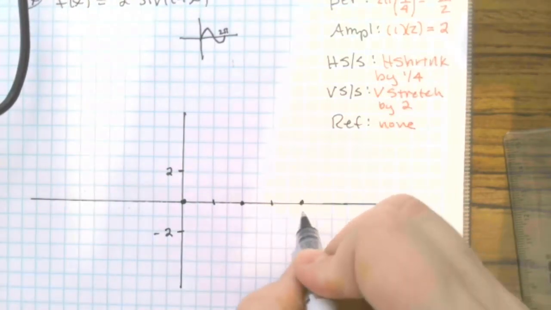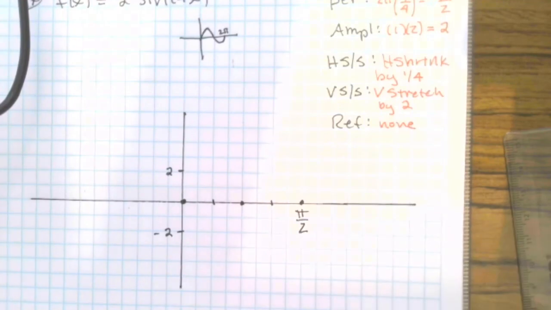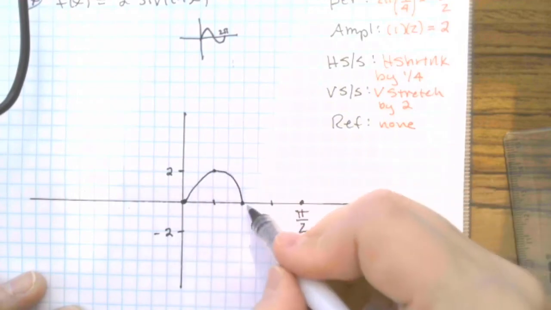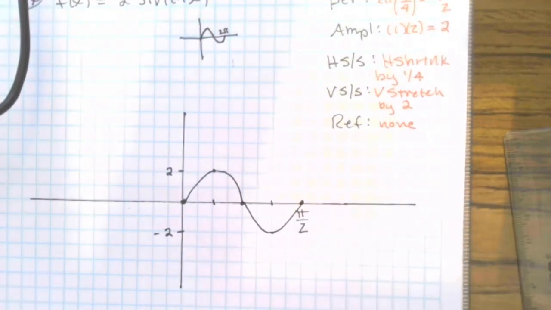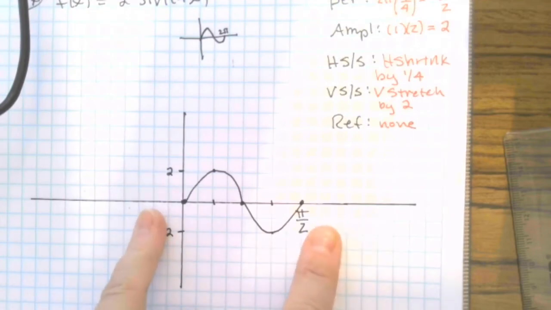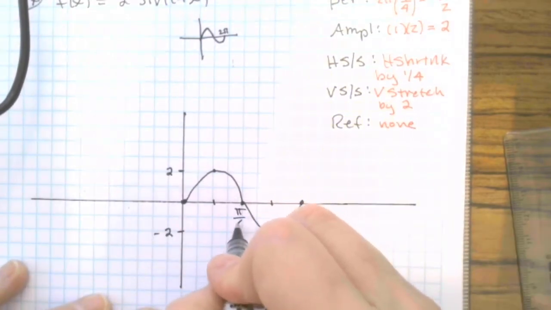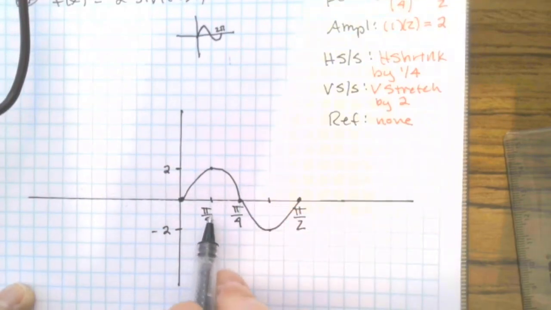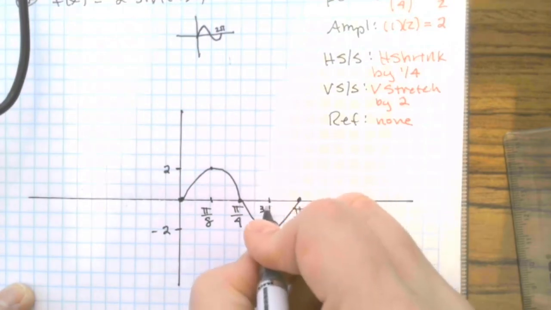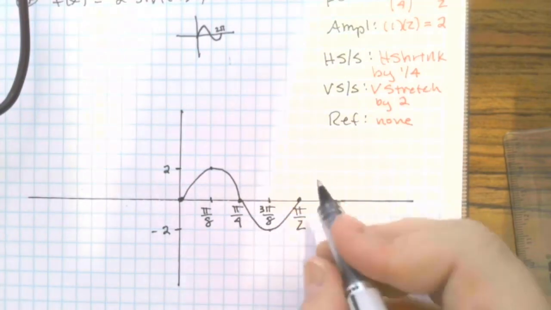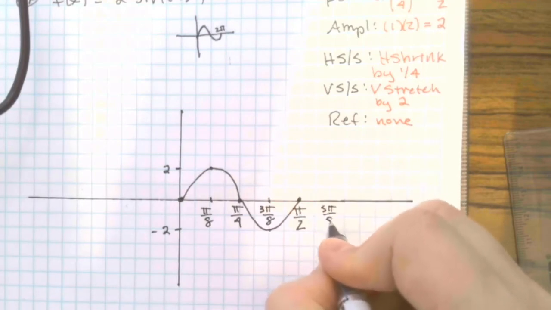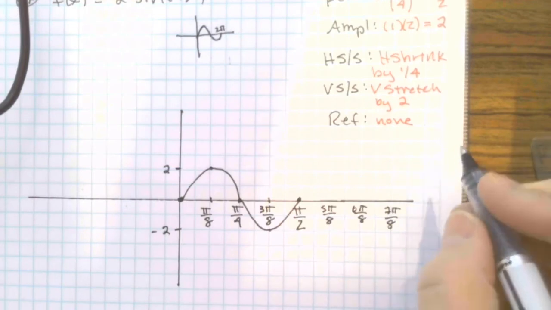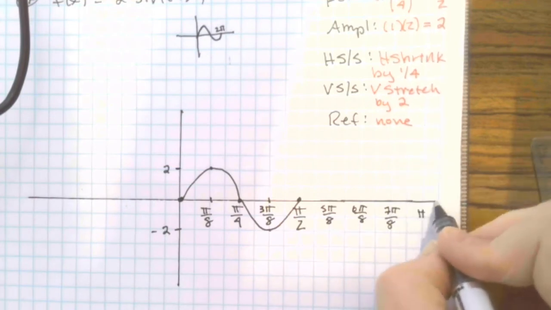So for the 0 here, I'm going to put pi over 2. And I'm going to go ahead and draw this graph in, and then we're going to label it. So it goes up to 0, down to 0. So we have to label the axis. One period is pi over 2. Half of pi over 2 is pi over 4. Half of pi over 4 is pi over 8. So 1 pi over 8, 2 pi over 8, 3 pi over 8. So we're counting by eighths. 4 pi over 8, 5 pi over 8, 6 pi over 8, 7 pi over 8, 8 pi over 8, which is pi.